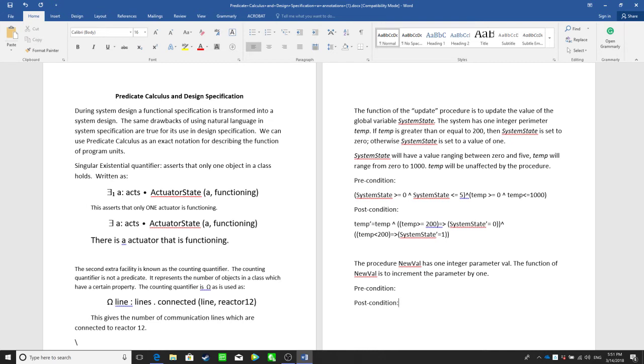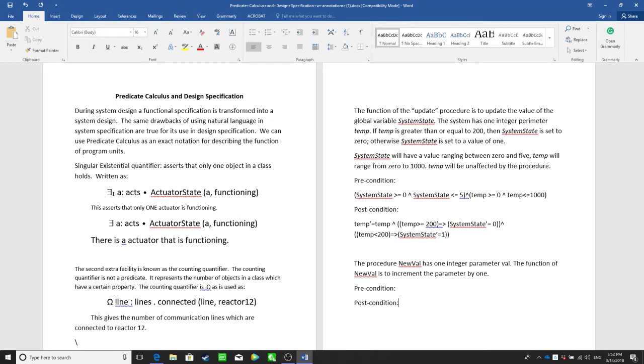The newval is not a parameter. The newval is a function, not a method's parameter. The only parameter here is val, right? Only parameter is val. So in the precondition and the postcondition, we need to have something to do with val.